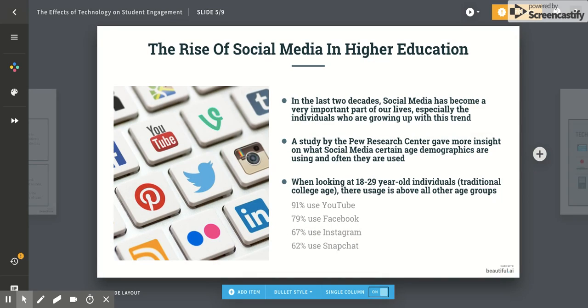Then I go into talking about the rise of social media in higher ed. I think in the last 20 years, you've definitely seen more and more students and more faculty, and everyone, using technology a lot more. Which led me to a study that shows, based on different age demographics, who uses social media and how often they use it, daily, weekly, etc. I focused on the 18 to 29-year-old individuals because those are the individuals you would say are traditional college age. And as you can see, they use social media more than any other groups, with extremely high percentages, with YouTube and Facebook being the highest.